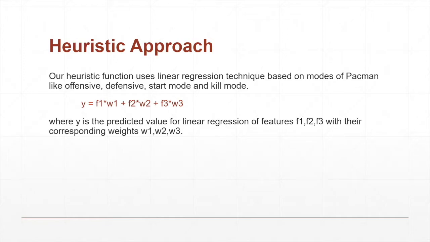Along with the Monte Carlo, we have implemented a heuristic approach to optimize the Monte Carlo search. Our heuristic function uses linear regression techniques based on the current mode of the Pac-Man, where the features we have used are the offensiveness of the agent, the score of the successor move, the distance to food, along with the distance to ghost. The features along with the weights based on the mode are fed into the heuristic approach. And finally, all of these are combined with the Monte Carlo technique to get the most optimal move.